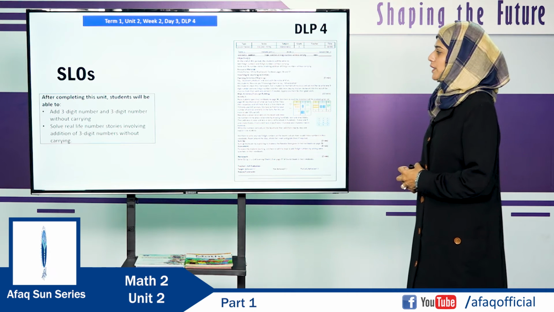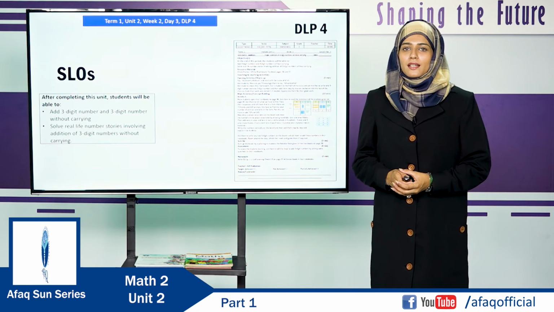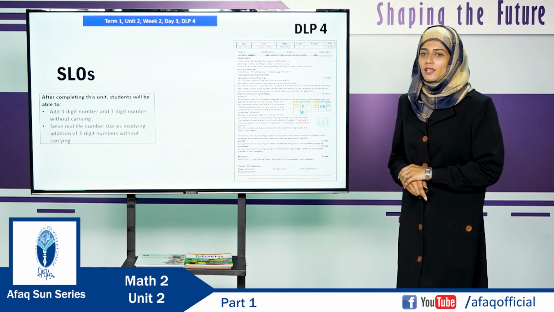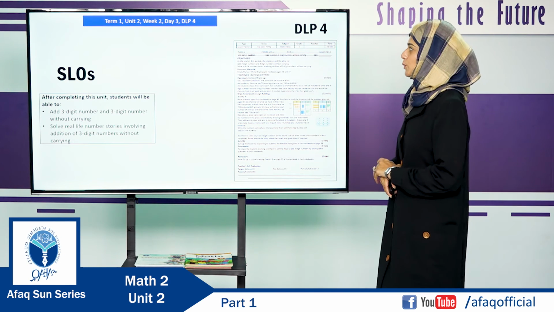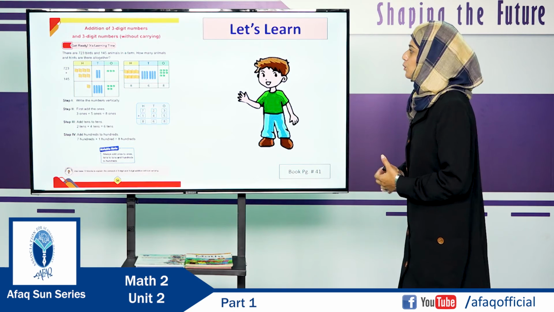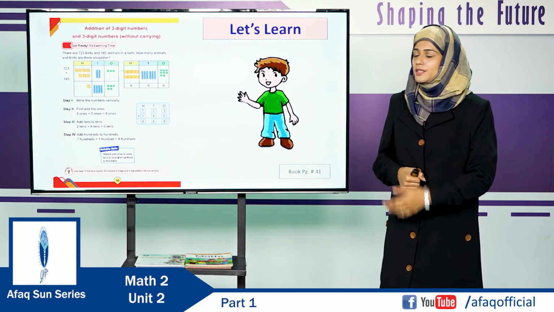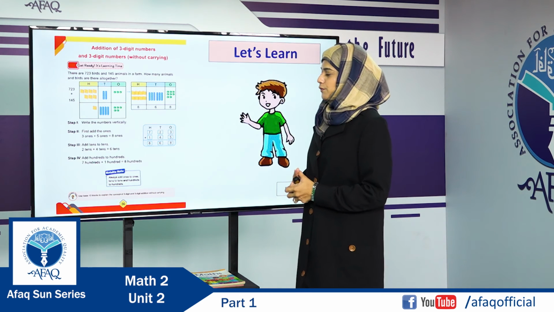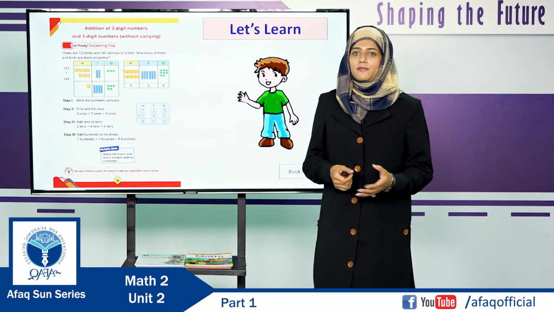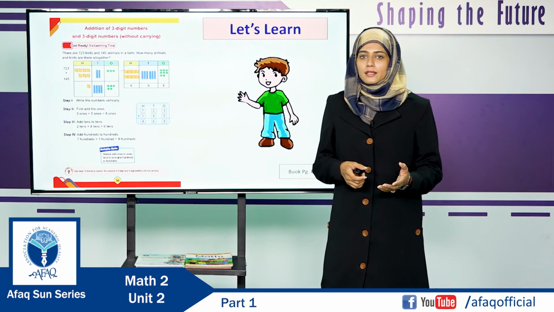In this SLO, we are going to add 3-digit number and 3-digit number without carrying. To cover this, the methodology has been provided in DLP4, which falls in Term 1, Unit 2, Week 2 of Day 3. On page number 41, we see the question of addition of 3-digit number with 3-digit number. Read the statement carefully. There are 723 birds and 145 animals in the farm. How many animals and birds are there together?